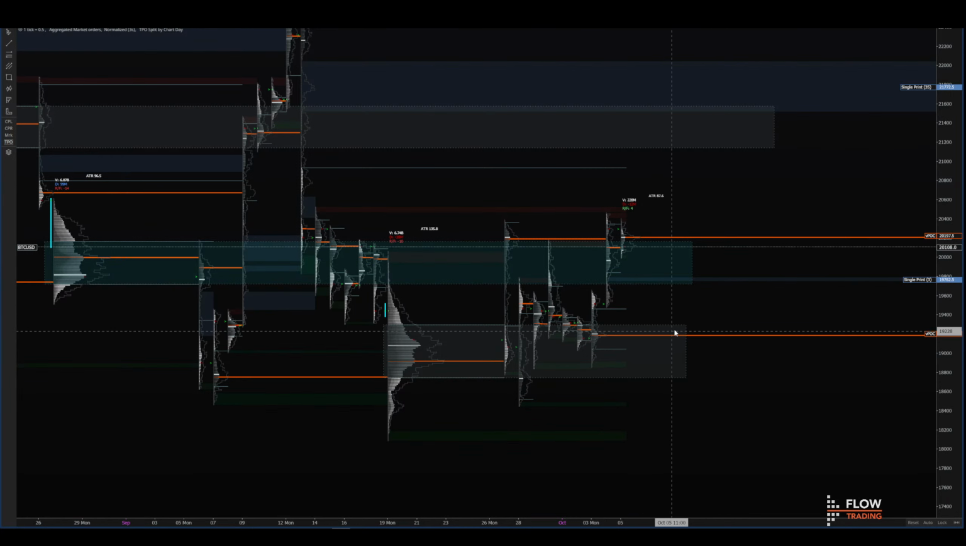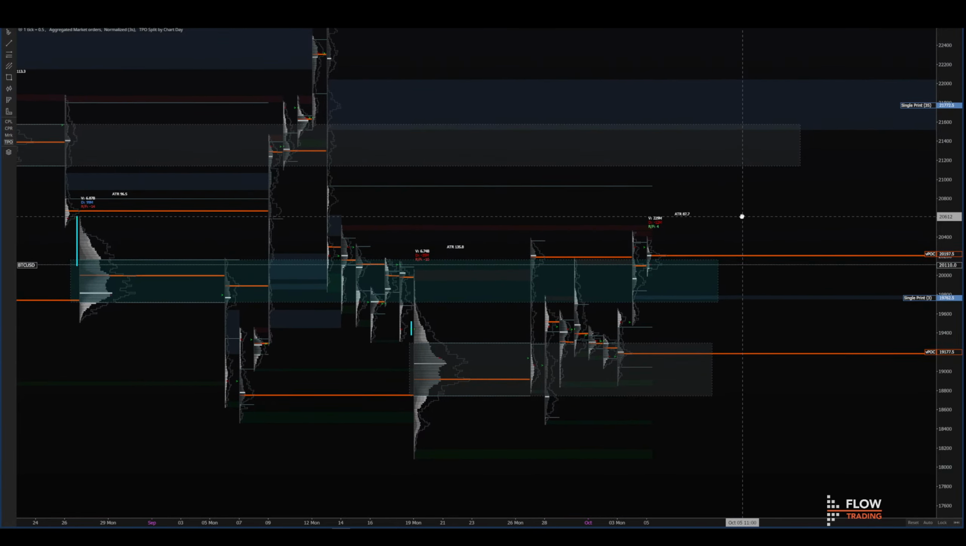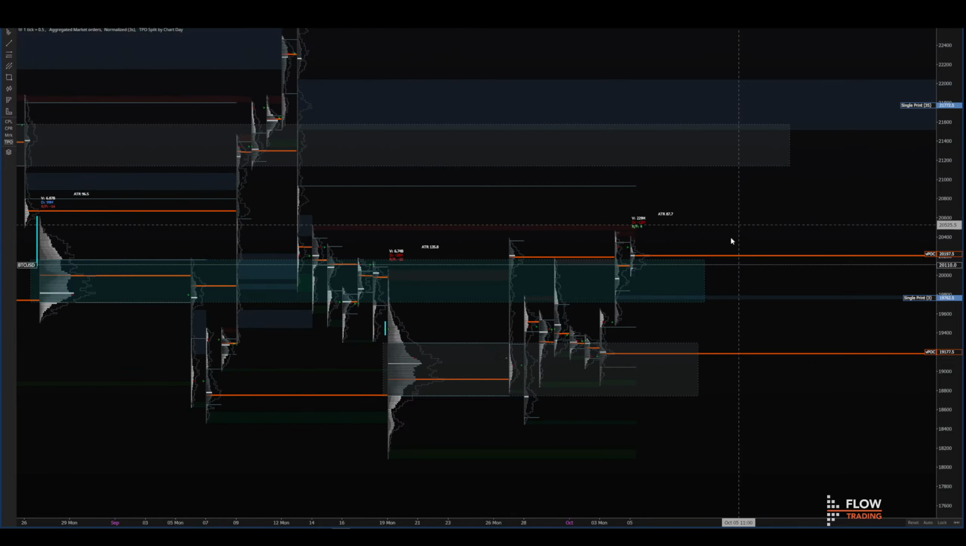So just remember that. If we cannot find acceptance above here, then we're going to go much lower and accept, probably accept inside of here and go and take out those lows. So again, it's painting the same picture that we were showing you on the candlestick charts.